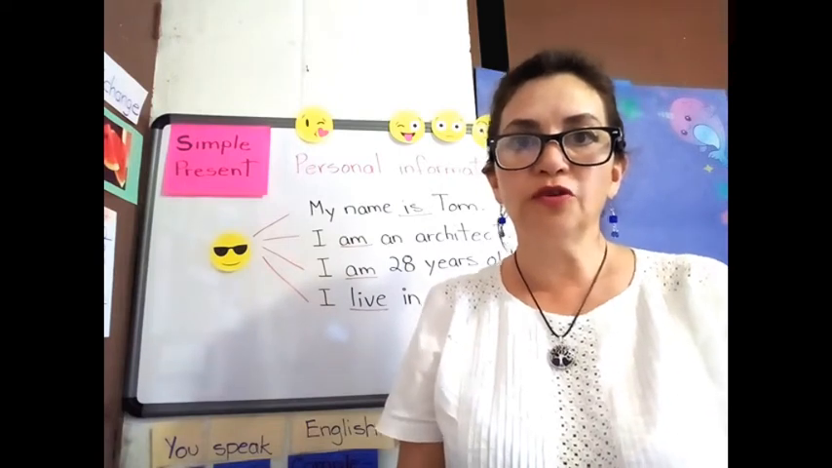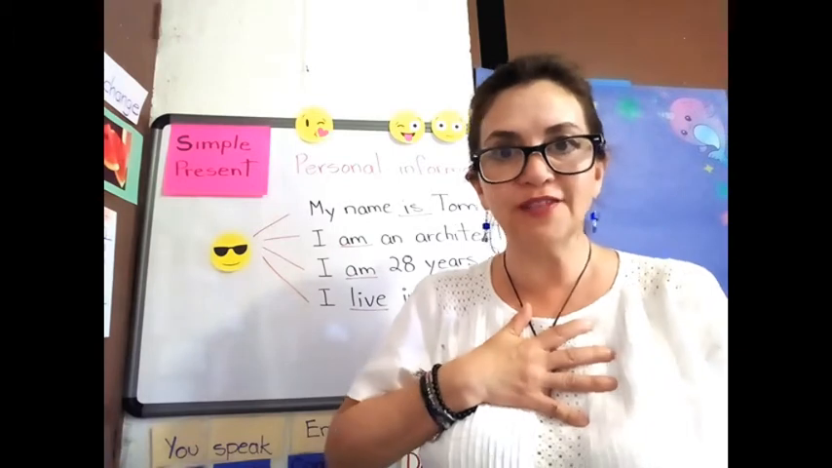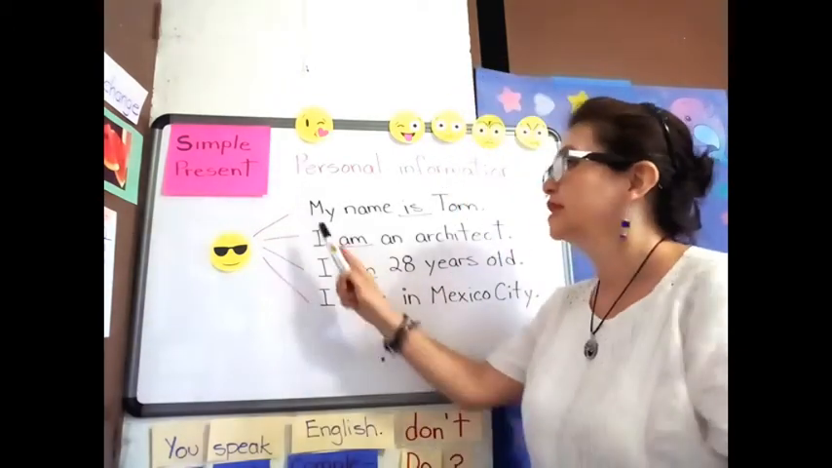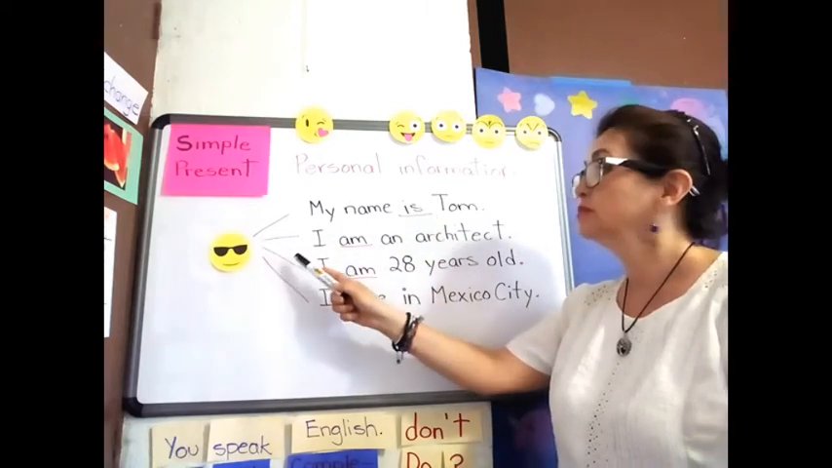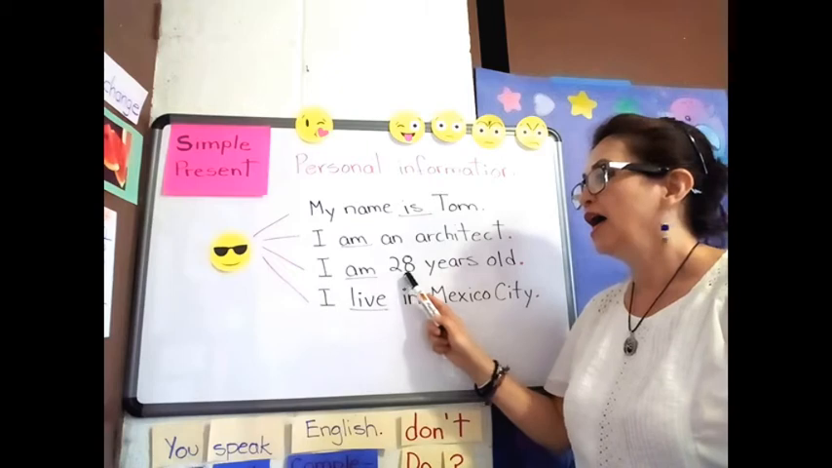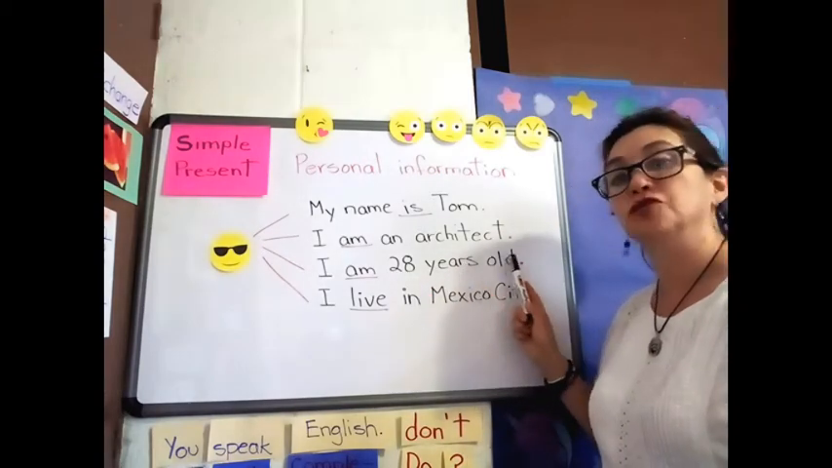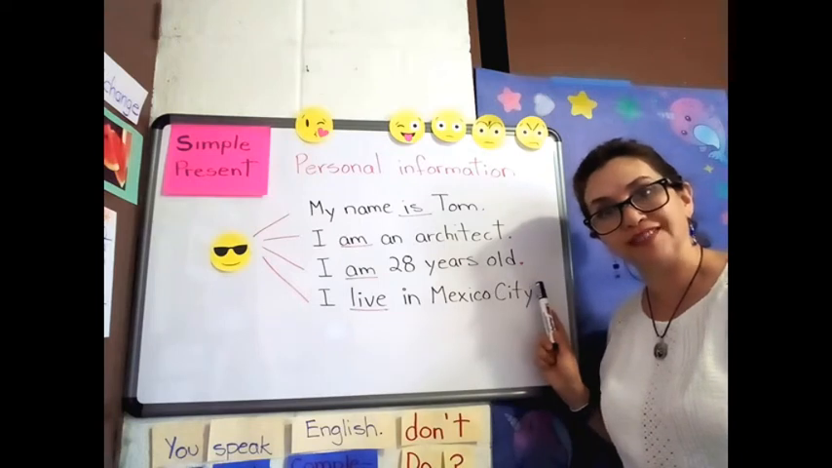We can also talk about our personal information using the simple present tense. Let's read this example. My name is Tom. I am an architect. I am 28 years old. I live in Mexico City.